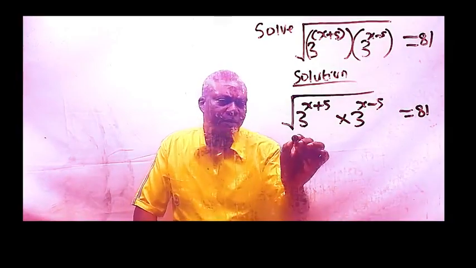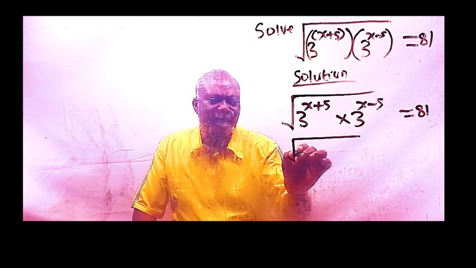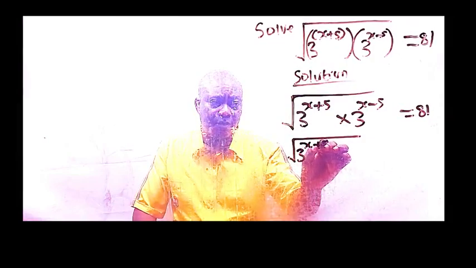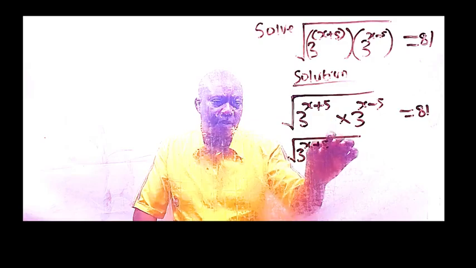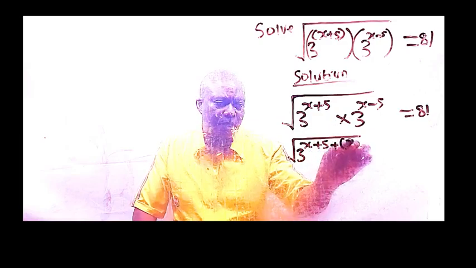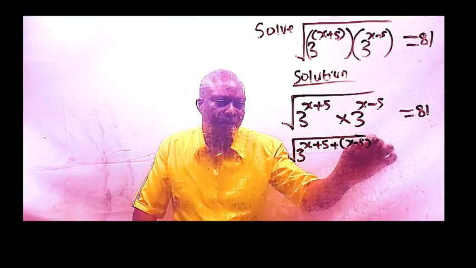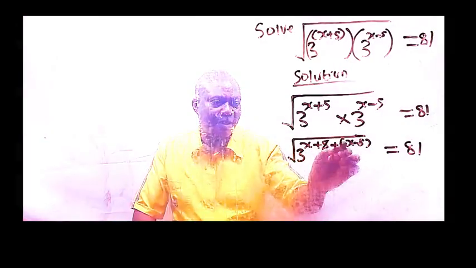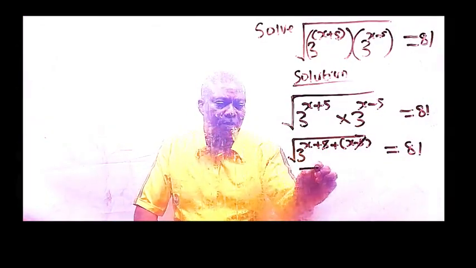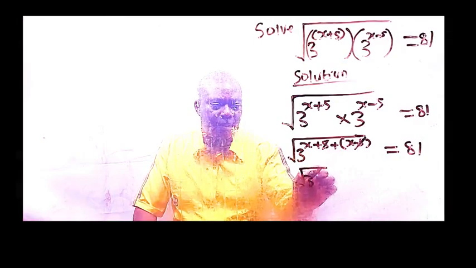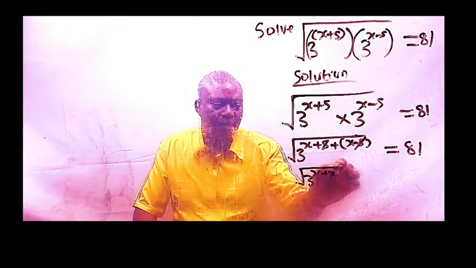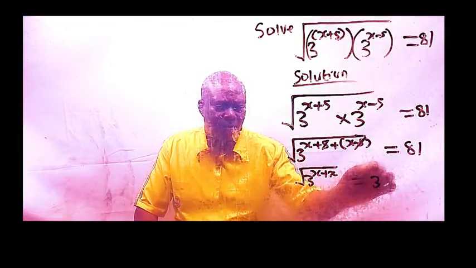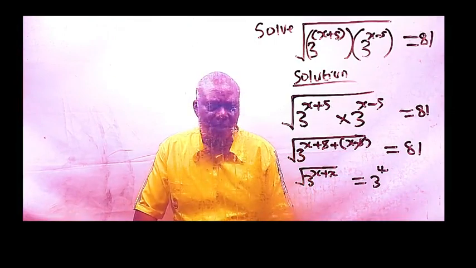So now observe, using the idea of indices, you have 3 raised to power x plus 5 plus x minus 5 equals 81. So this and this will cancel out. So the left hand side now will become 3 raised to power x plus x, and 81 is 3 to the power 4. Don't forget that.